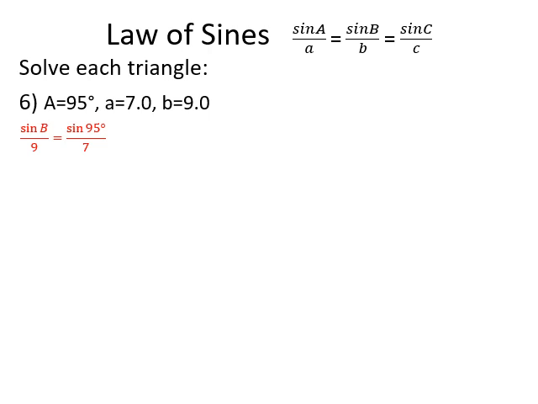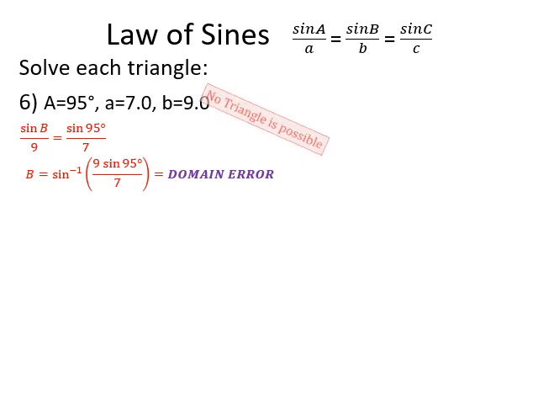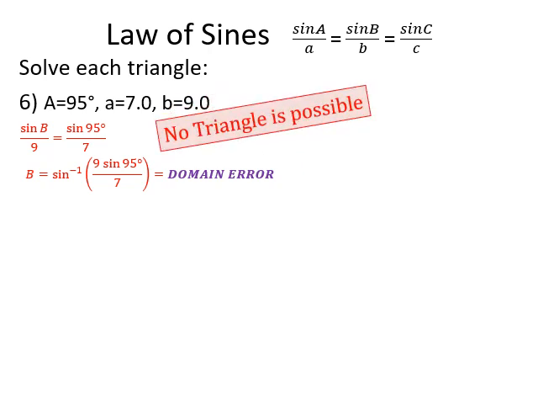So when we do, we're going to use law of sines. Sine b over 9 equals sine of 95 over 7. And you can see, again, we get a domain error in this case. So no triangle is possible here. Think about this. This angle A is bigger than 90 degrees. It's obtuse. And the side opposite it is smaller than that other side. So it's just not possible. You would not get a triangle in that case.